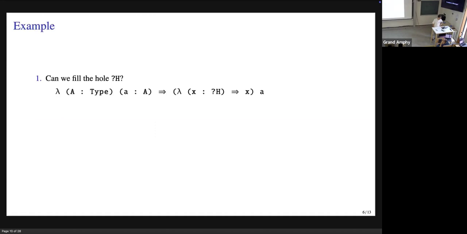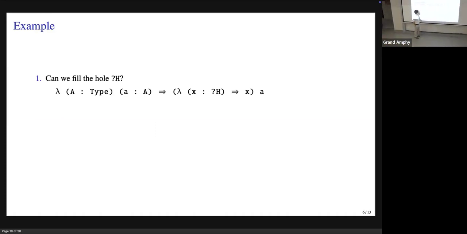Okay? So let's just think about what we want to do. Let's consider an example. I'm going to write holes with a question mark, and I'm going to name them. In principle, you don't have to name a hole, but I'll name them because then we can talk about the hole H, and also error reporting can tell you which hole is problematic. You could also write them just as underscore, but we're going to write this question mark something.